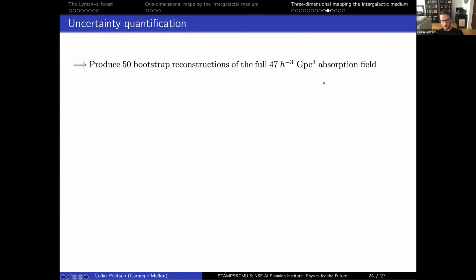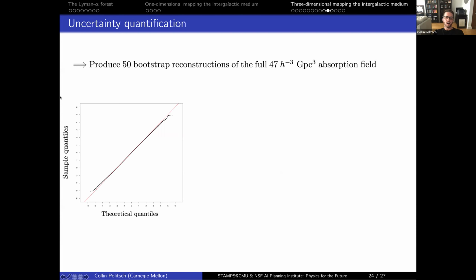Okay, as I just said, we produce 50 bootstrap reconstructions of those. Ideally, of course, as a statistician, I'd like to produce more, but I also wanted to graduate, and these things took a lot of time.